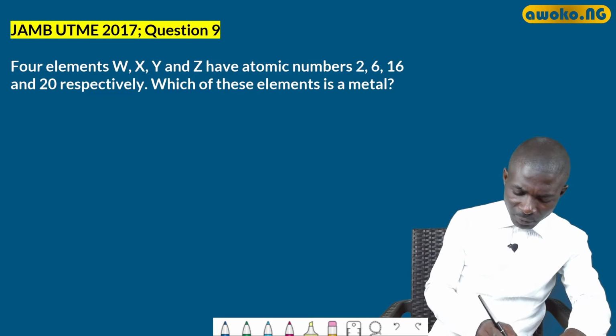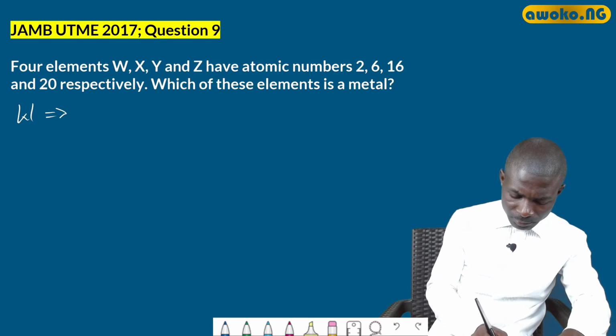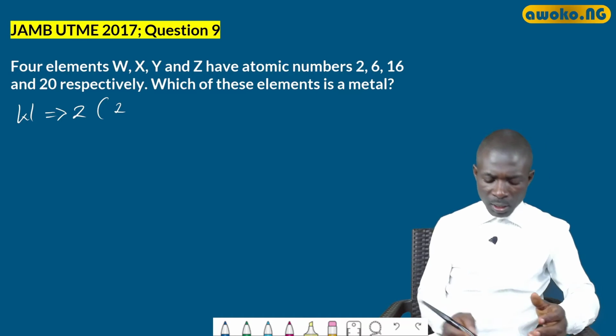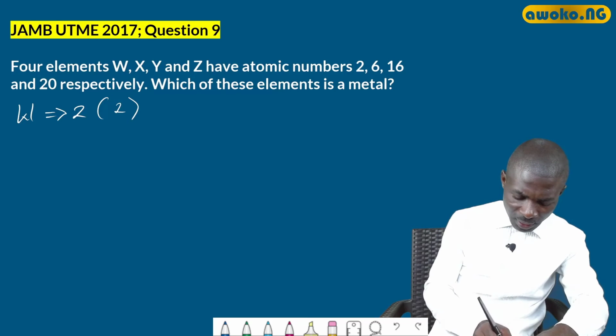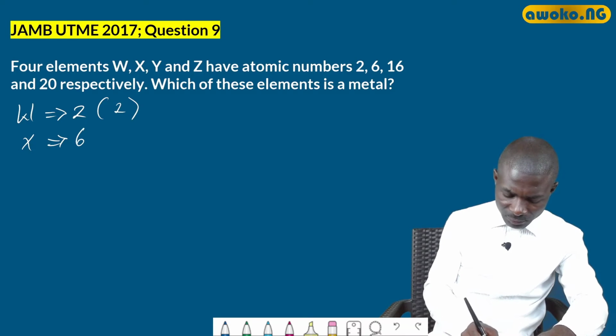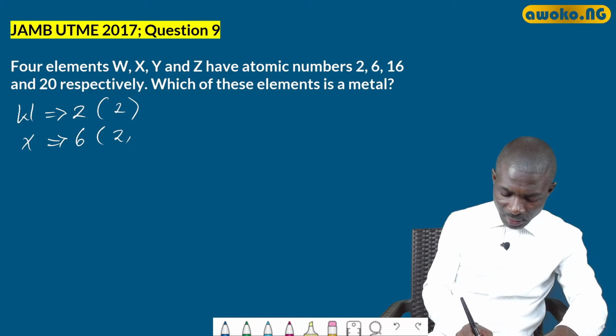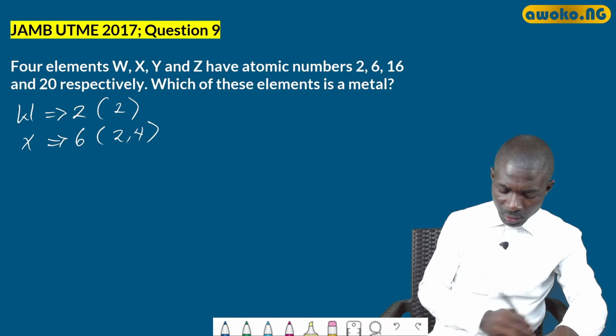Let's look at the first element here, which is W, with atomic number 2. So here we have 2, the first shell occupying a total of 2 electrons. We also have the element identified as letter X with atomic number 6. Here we have the first shell with 2 electrons and the next shell occupying a total of 4 electrons.